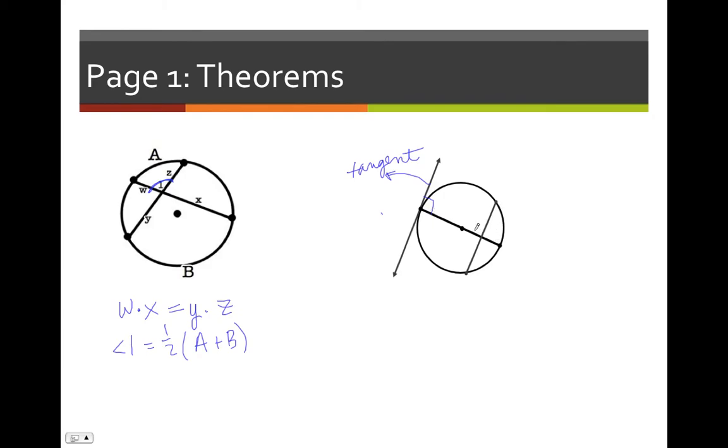Now if you have a diameter that's perpendicular to a chord in the circle, we know that it bisects it. And in addition to that, it bisects the arc that is intercepted. Don't forget that you can also use a radius here to create right triangles. This helps you sometimes when you're trying to find the length of certain segments of a chord.